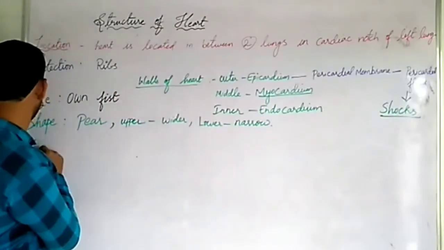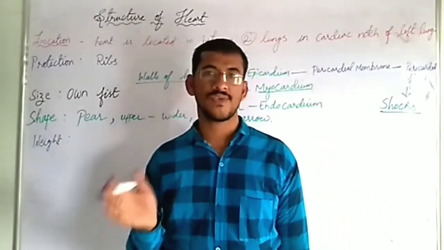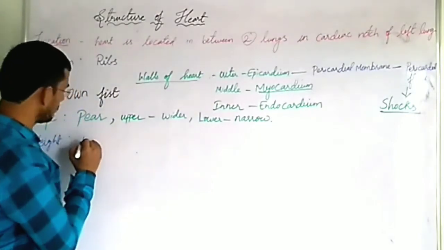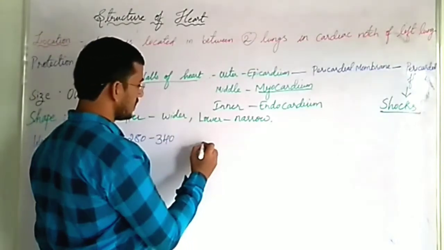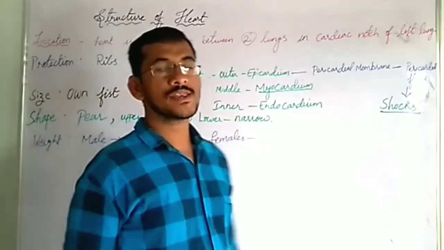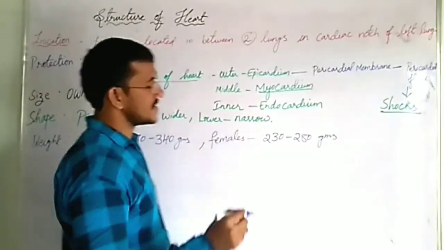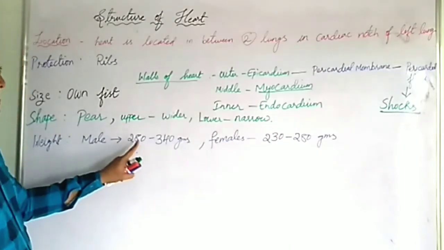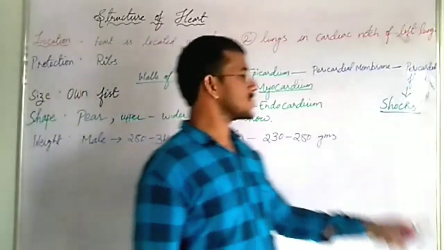Let us see the weight of the heart. The weight of the heart in males and females is different. In males, it is 280 to 340 grams. In the case of females, it is 230 to 280 grams. These are not kgs, these are in grams. So the weight in males is different from females. In females it is lesser than males, that is 230 to 280 grams.